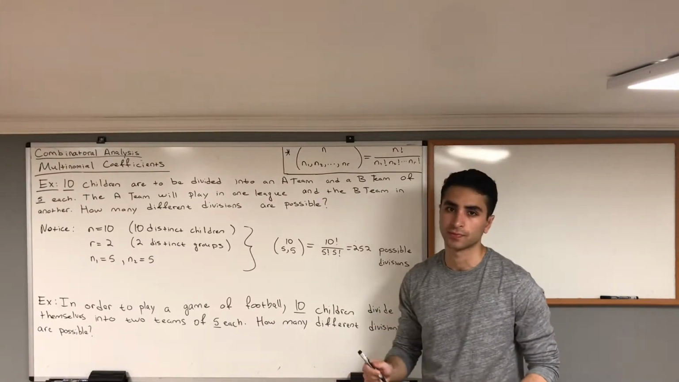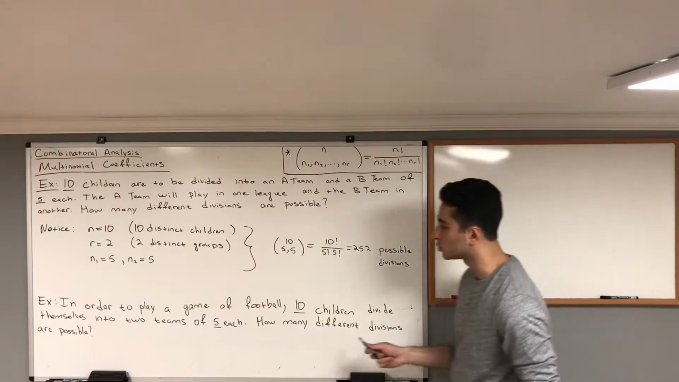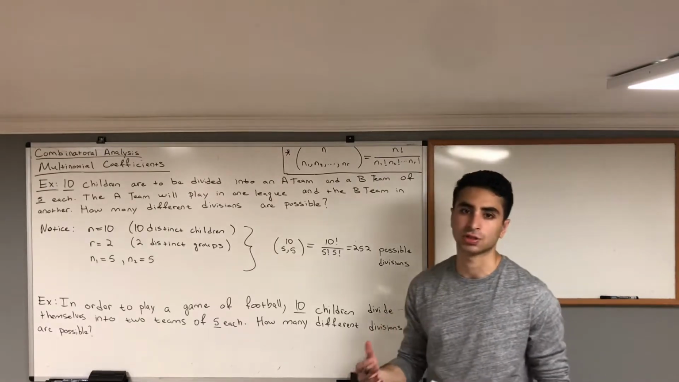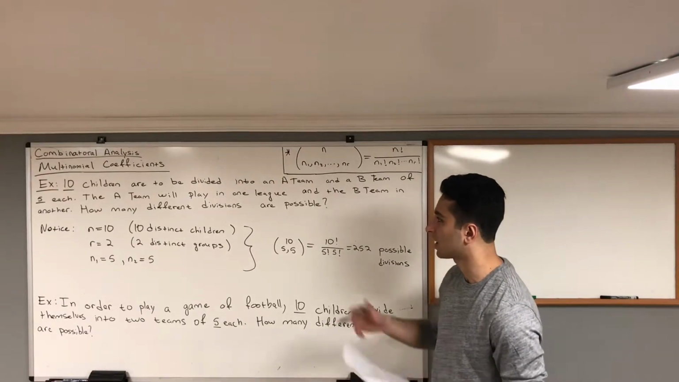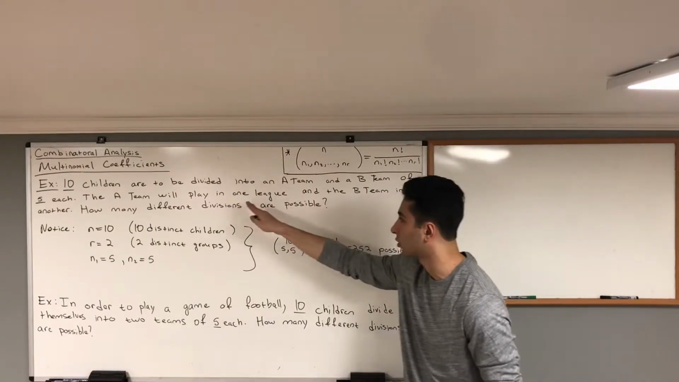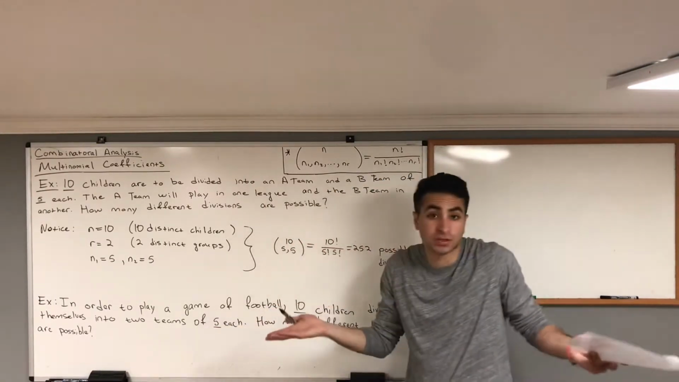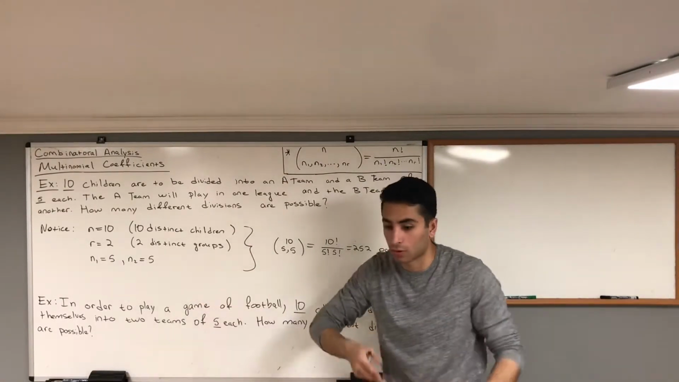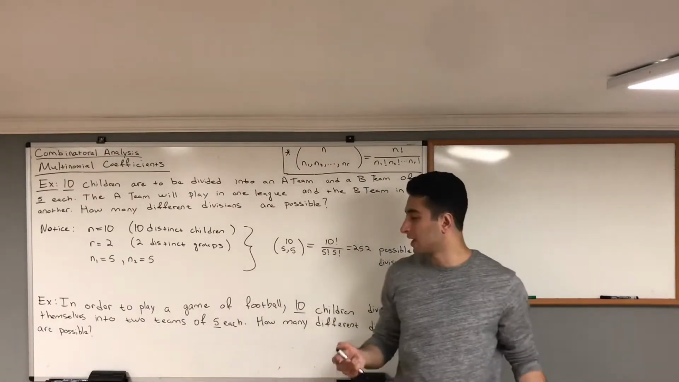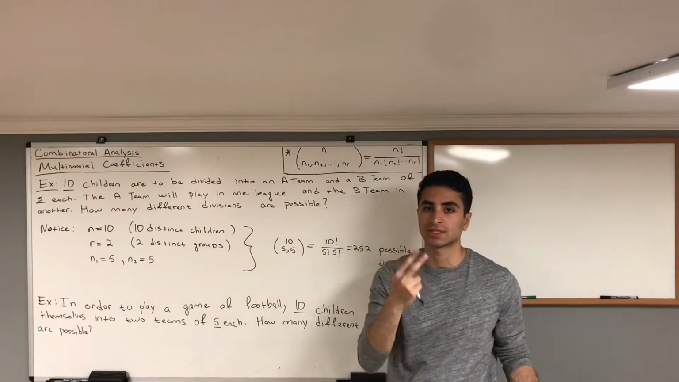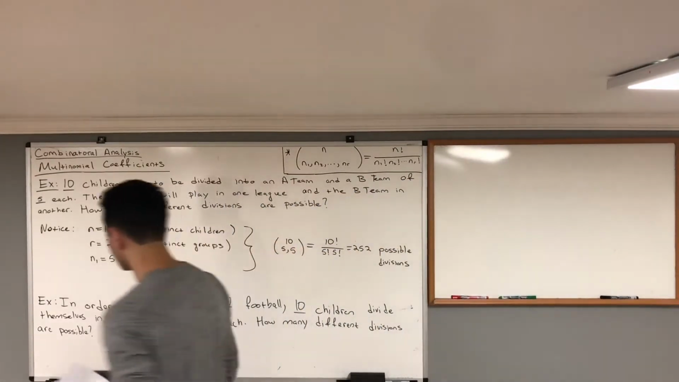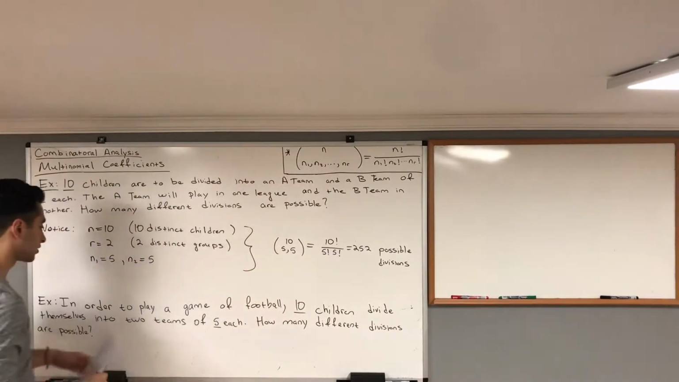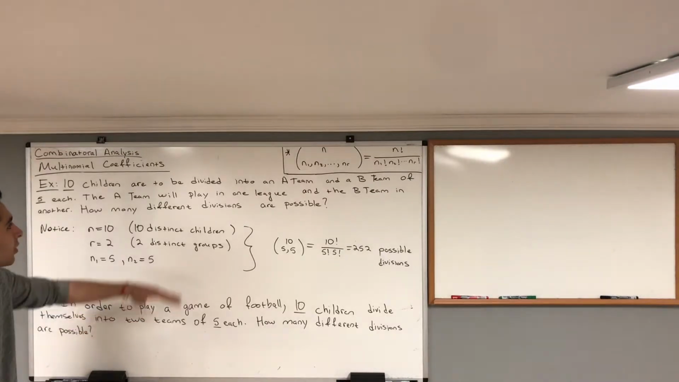Why isn't it 252? Well, the problem is these 2 teams, even though it's hard to see by the question itself, are inherently indistinguishable. I cannot tell the teams apart because they're not an A team or a B team. They're not playing in one league or the other. They are just 2 teams. And it doesn't matter which team I'm talking about. So if I rearrange the 2 teams, it's the same group. So this is actually different than the first problem because the 2 teams are indistinguishable from each other.